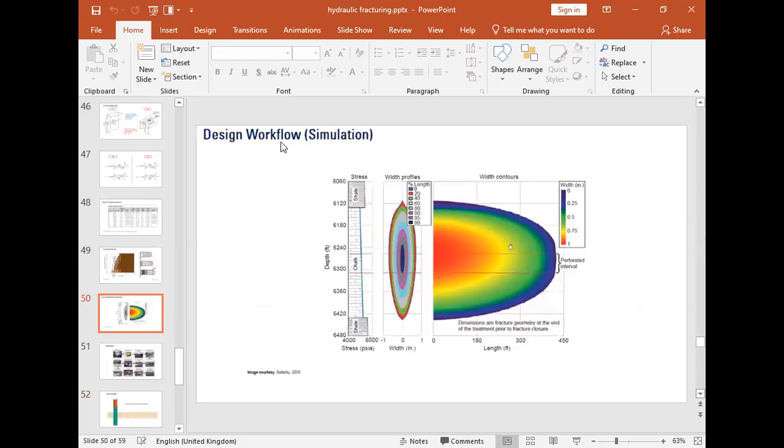All right, so the design workflow. At the end of our 3D modeling of the hydraulic fracturing, we expect to see something that looks like this, that should be able to give us the characteristics of what we expect. From there, we are seeing the concentration of the proppant at each level within the hydraulic fracturing zone.